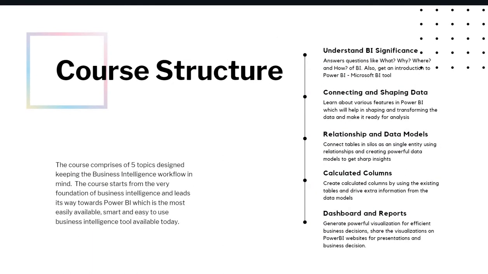So the course structure is quite simple. It's designed in 5 topics. The course starts from the very foundation of business intelligence and leads its way towards Power BI, which is the most easily available, smart and easy to use business intelligence tool available today. The first part of the course is understanding business intelligence significance, answering questions like what, why, where and how of BI. Also get an introduction to Power BI.